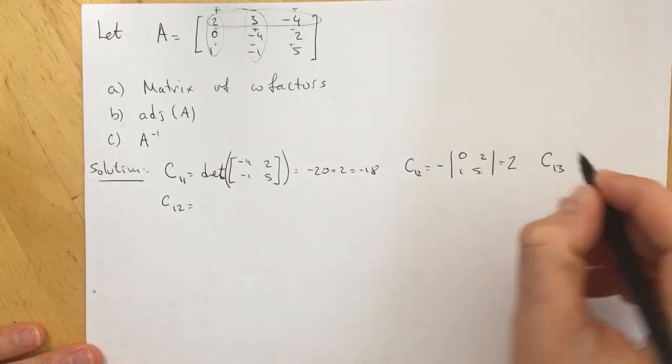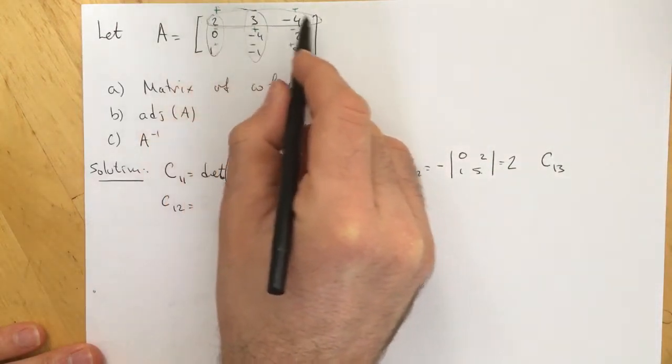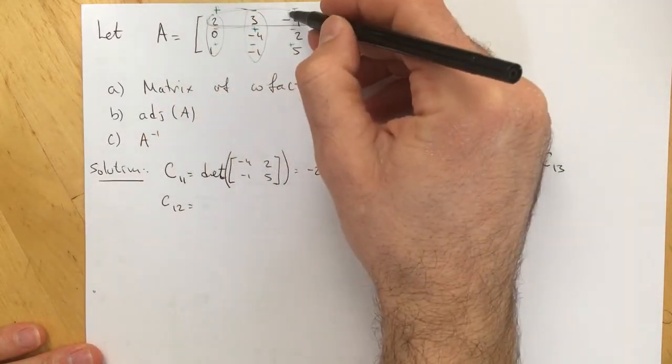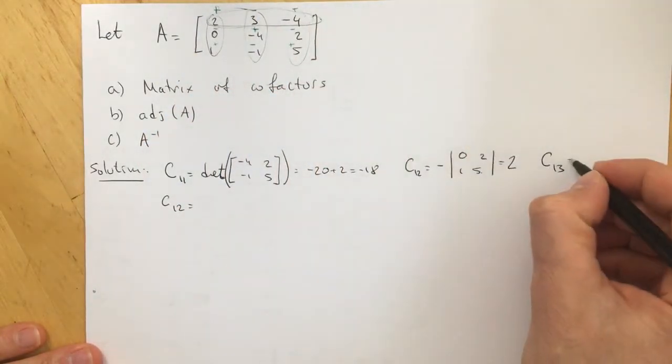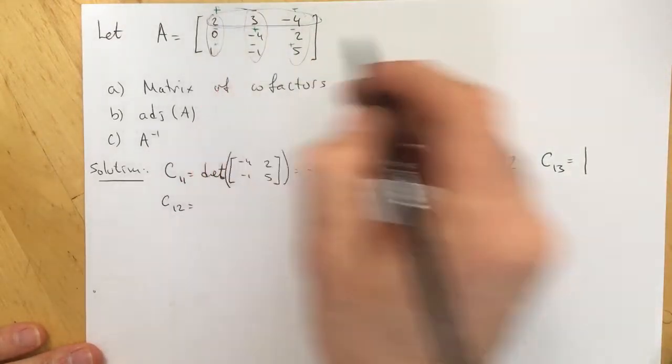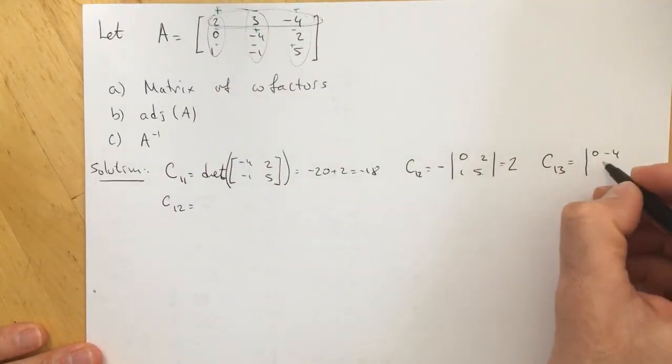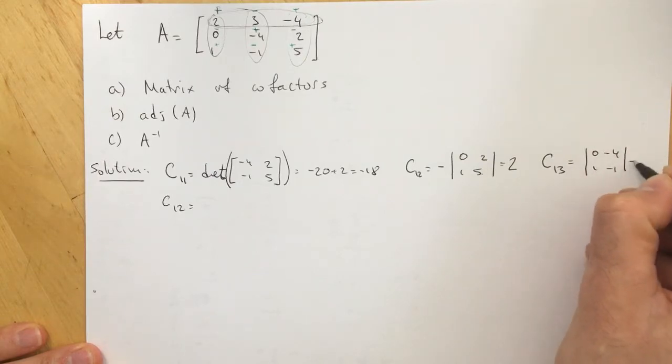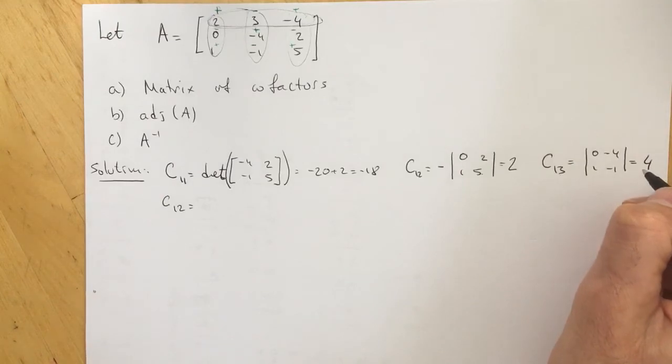And C13, I'm taking out the first row and the third column, so that's positive. The determinant of 0, negative 4, 1, negative 1, and that gives me 0 minus negative 4, that's equal to 4.